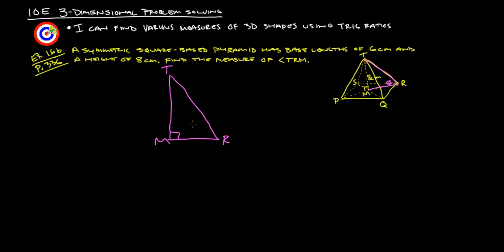Let's see, what do we know in here? The only thing we know so far is this 8 here, and we know that we want to figure out that angle there. So we either need to figure out this side, MR, or this side, TR. The other things we do know is that these sides here are 6. All these sides here are 6. Same with this one in the back.